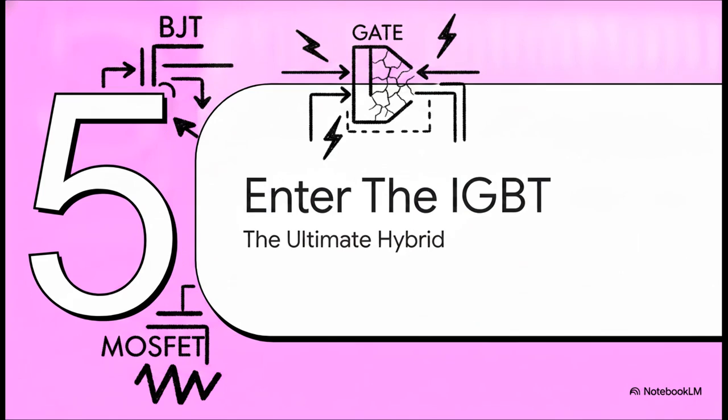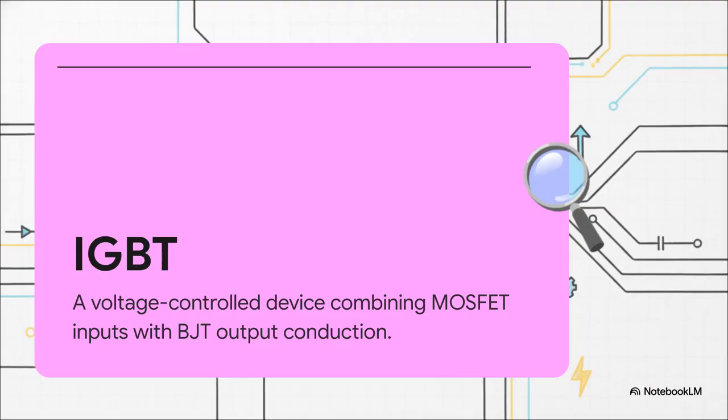Finally, Part 5, enter the IGBT, the ultimate hybrid. Up until now, we've watched engineers incrementally improve these devices. But sometimes, incremental isn't enough. You need a revolution. See, bipolar junction transistors, or BJTs, can handle massive currents, but they require annoying, power-hungry input currents just to drive them. MOSFETs, on the other hand, have brilliant zero-current inputs, but struggle with high-voltage saturation.